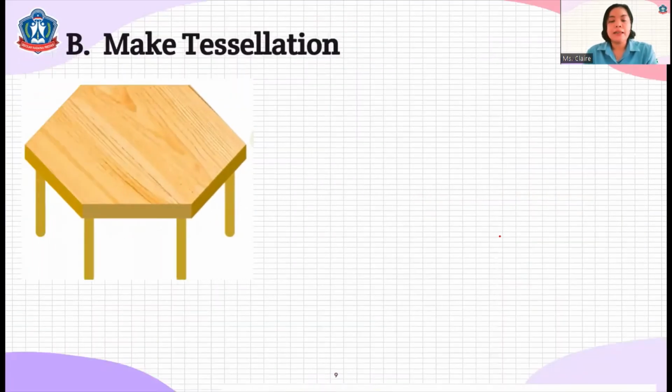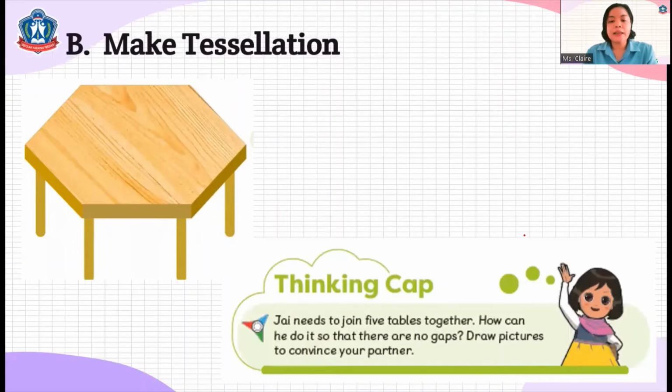Now, take a look. Jai needs to join 5 of these tables together. How can he do it so that there are no gaps? We are going to combine these 5 tables together, and let's see during our class how it looks when we put all these 5 shapes together.